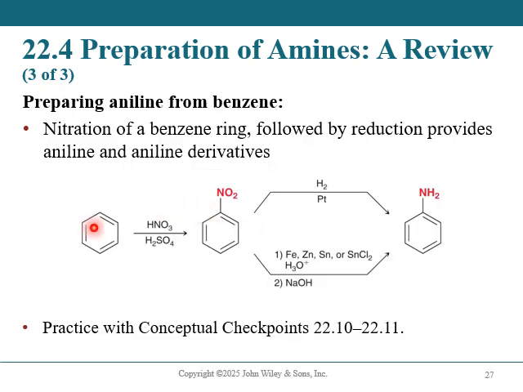Now we can also prepare aniline from benzene. So typically what we do here is through the nitration followed by a reduction. So we add a nitro group, then we reduce it into a primary amine. We can also obtain aniline derivatives from following the same process.